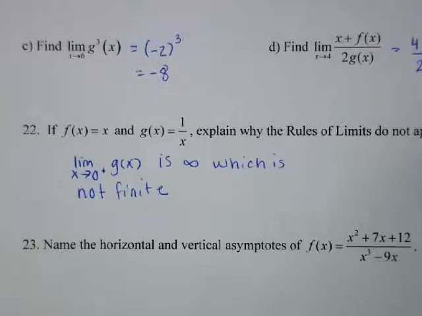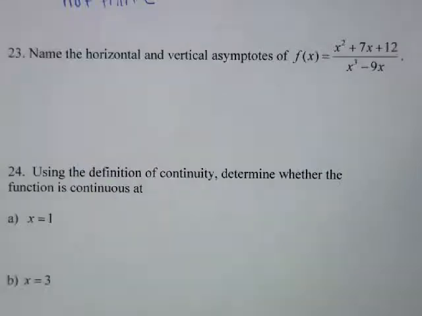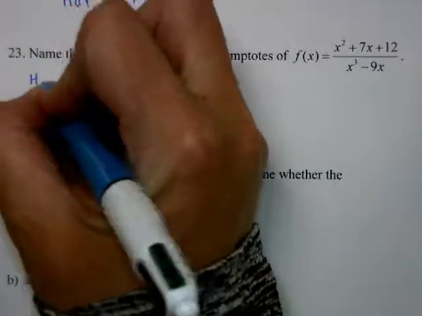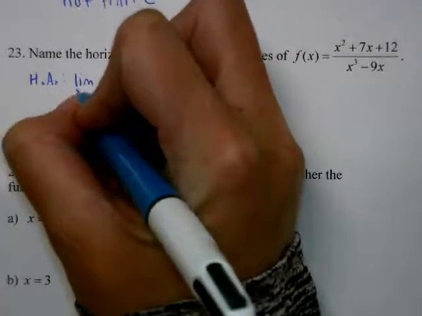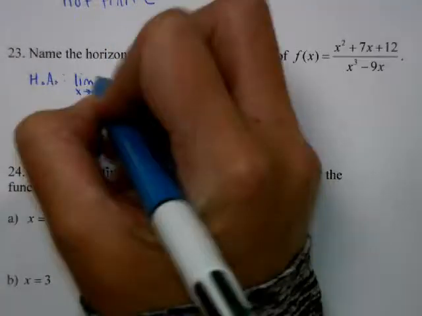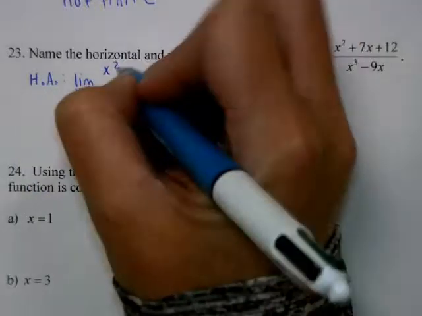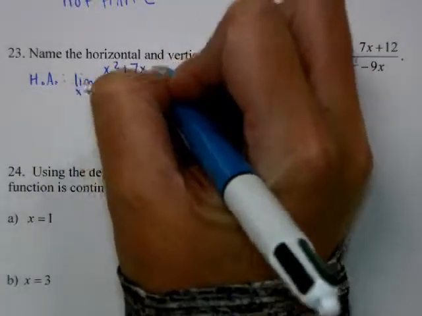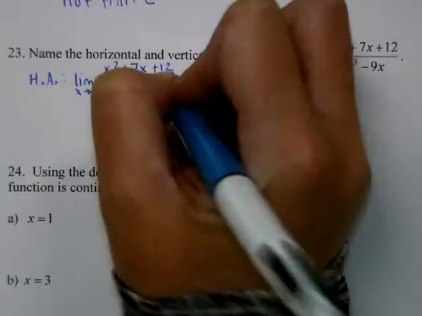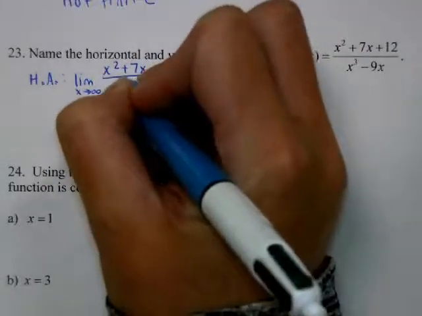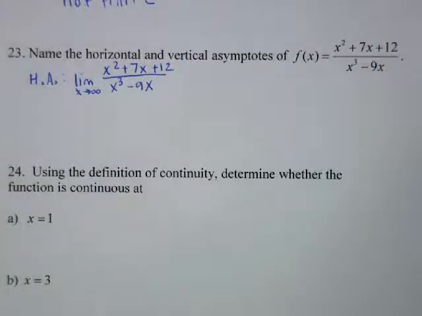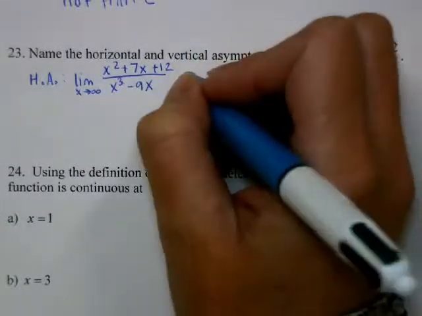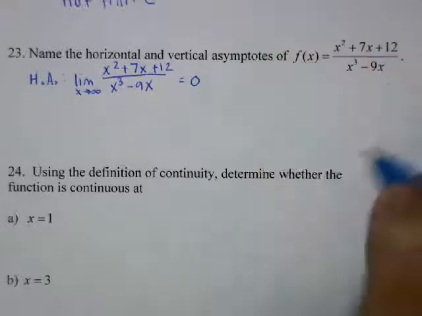Okay, horizontal and vertical asymptotes. Horizontal asymptotes are obtained by looking at the limit as x goes to infinity of our function. So x squared plus 7x plus 12. Okay, well, we're looking at the degree. The degree is bigger on the bottom, so this is going to go to 0. So we have a horizontal asymptote at y equals 0.